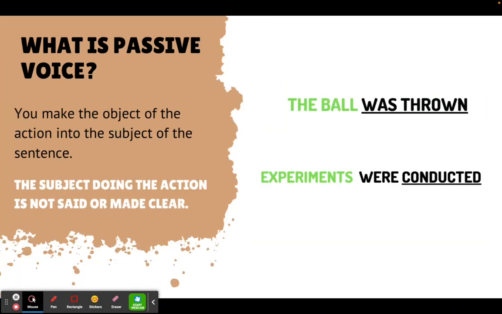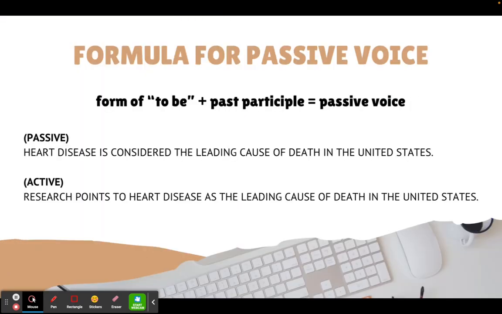When we use passive voice, we are making the object of that action into the subject of the sentence, meaning that the subject that's doing the action is not said or made clear at all. So the ball was thrown, the experiments were conducted, but we don't know by whom. So the formula for this, especially for you linear thinkers, you take the form of to be and you add the past participle, and that equals passive voice.